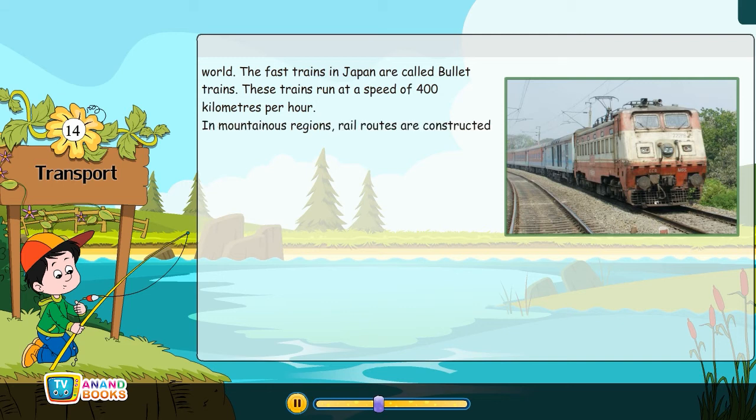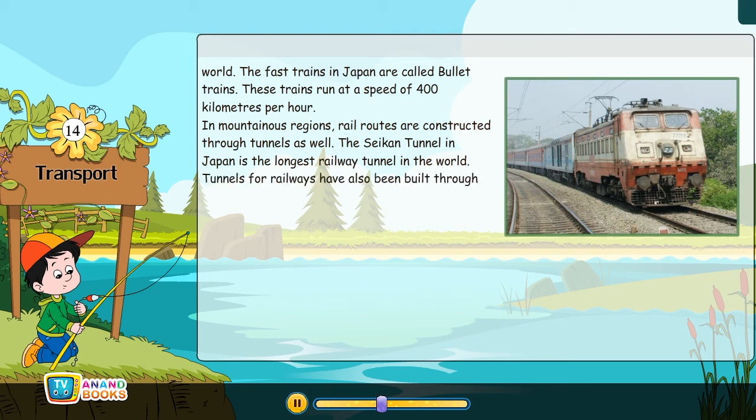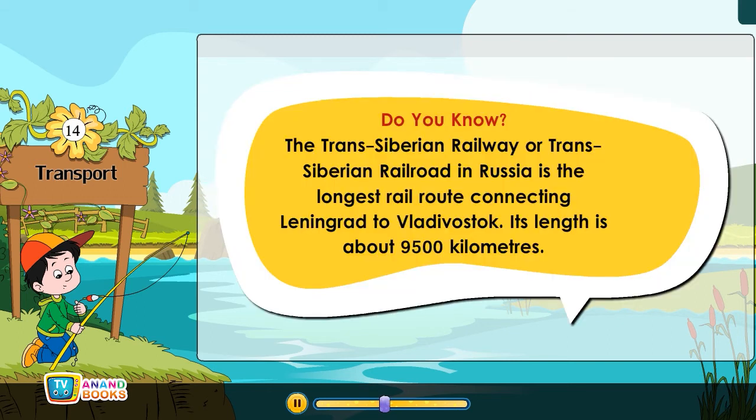In mountainous regions, rail routes are constructed through tunnels as well. The Seikan Tunnel in Japan is the longest railway tunnel in the world. Tunnels for railways have also been built through seas. Through the English Channel, a rail tunnel connects England and France. Do you know? The Trans-Siberian Railway or Trans-Siberian Railroad in Russia is the longest rail route connecting Leningrad to Vladivostok. Its length is about 9,500 kilometers.